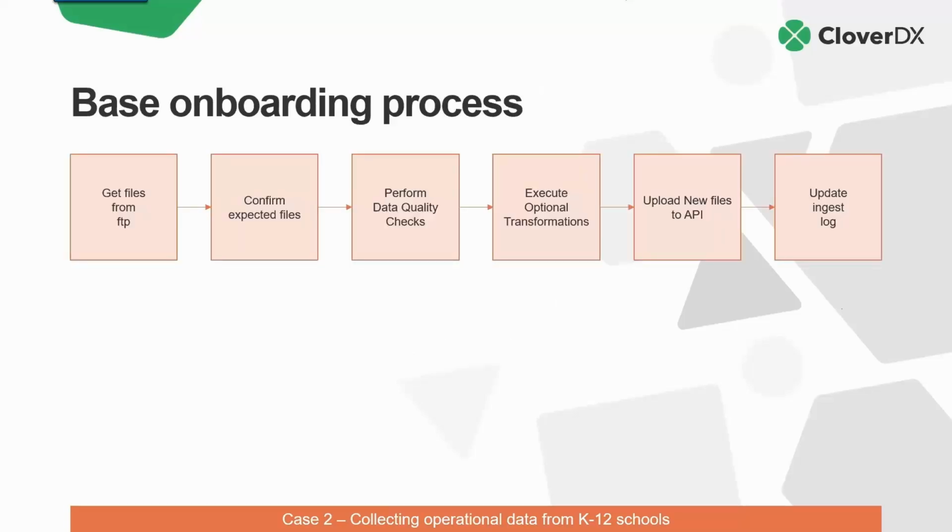Business data flow again. Looks similar in some cases to the first one. Get those incoming school files from FTP. Confirm if the files are the ones that we expected. Each school is going to send us a different set of files. Perform some data quality checks. Some schools have some optional transformations that need to be run before we can push into the API. Then finally push the data into the API and again update an ingest log, right? So that's the business process as it was described when we began the process of building the automated solution.